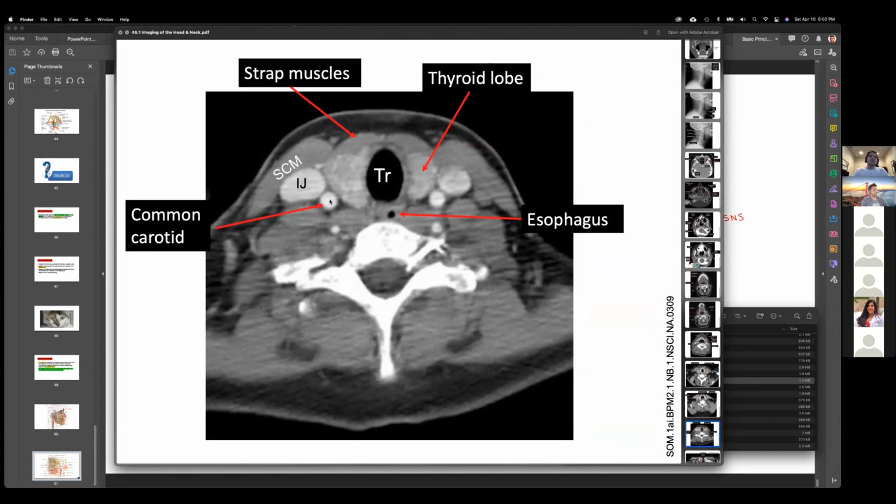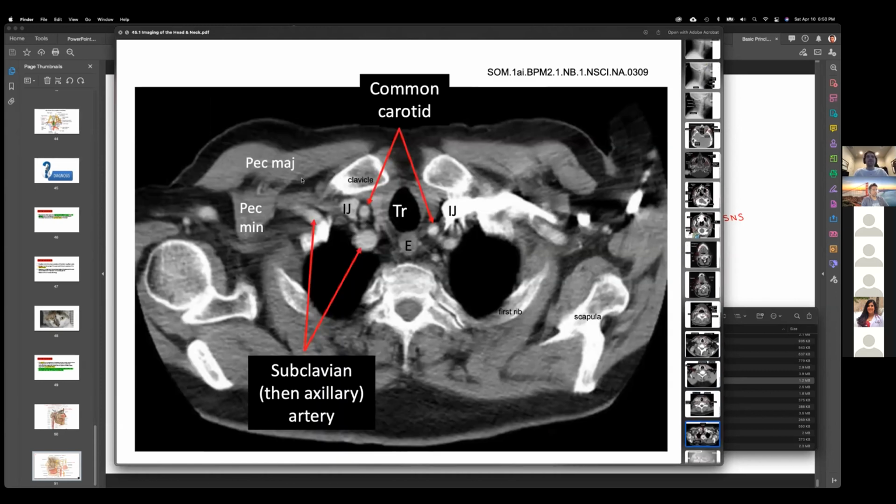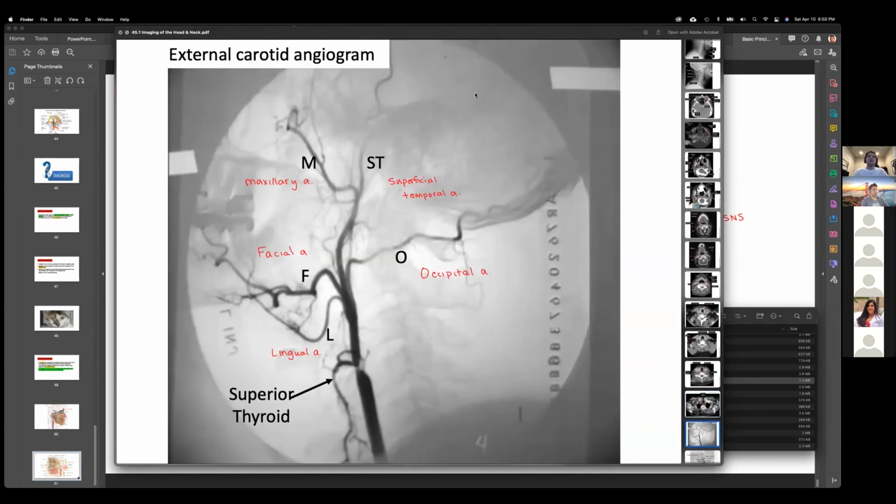Common carotid, remember it's going to be smaller. It travels medial to the internal jugular. The vein, the drainage, is going to be larger. Right. Oh, this is that one. Yeah, so this is a good one to know too.